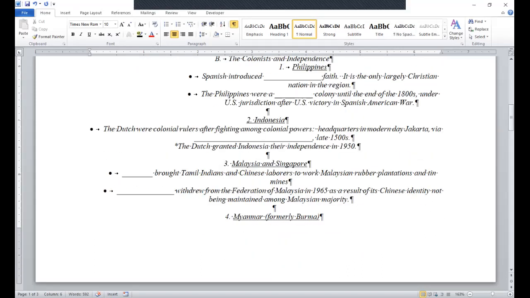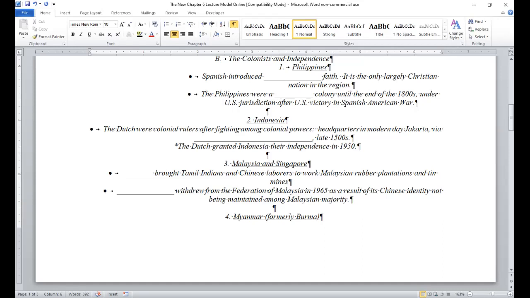Indonesia, again, dropping down below Singapore, that entire island chain stretches out in the Indian Ocean all the way over to East Timor. The Dutch were colonial rulers after fighting among colonial powers. The headquarters was in modern day Jakarta, and you can see on the island chain there, not too hard to find Jakarta, via the Dutch East India Company, roughly around the late 1500s. The Dutch granted Indonesia their independence in 1950.